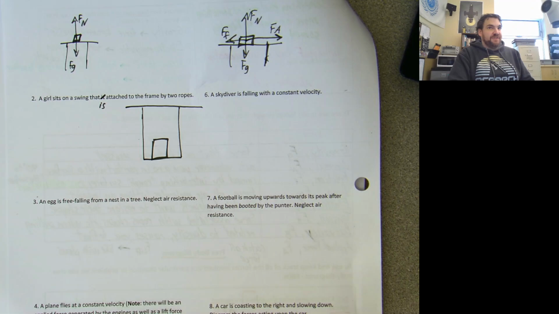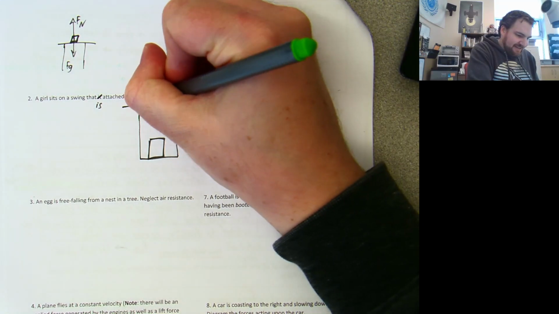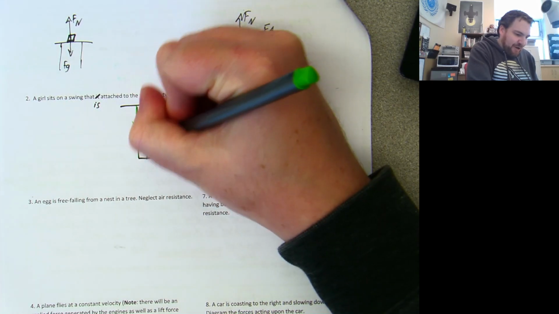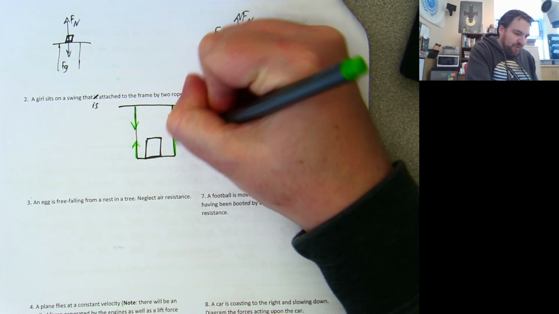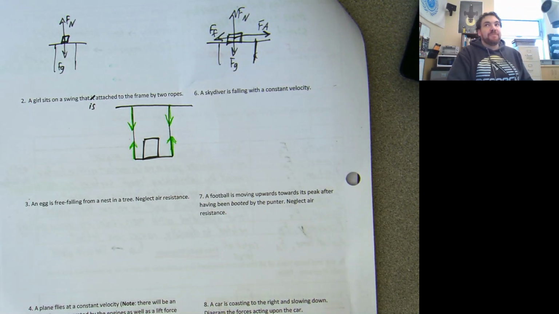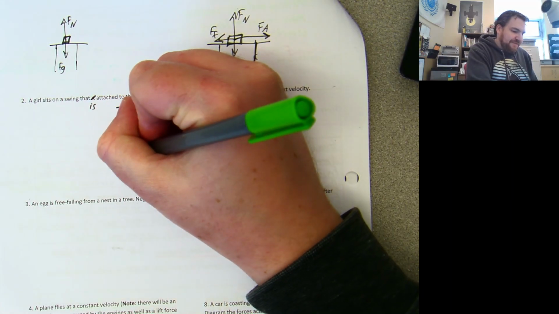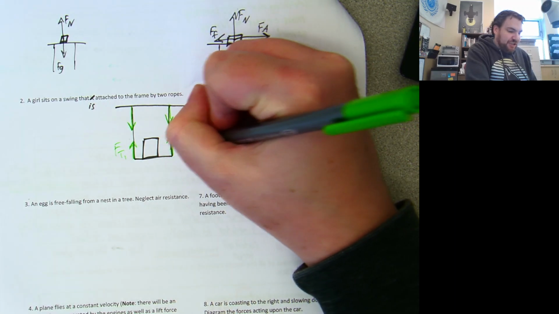Tension in the ropes. Where? Emma. Down on both sides where the frame is, and up on both sides where it attaches to the swing. You bet. And now if you have multiple forces being labeled here, we have to label them assuming they're not the same. So I'll call this FT1, I'll call this FT2.